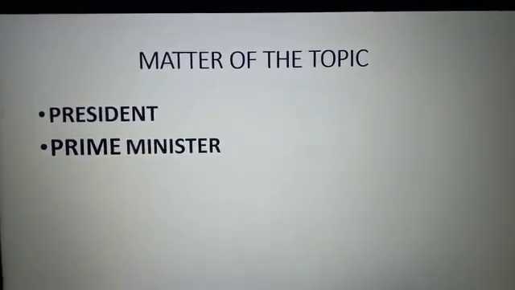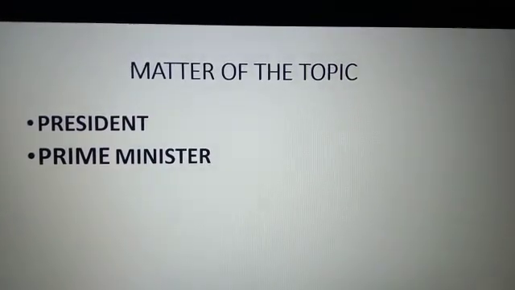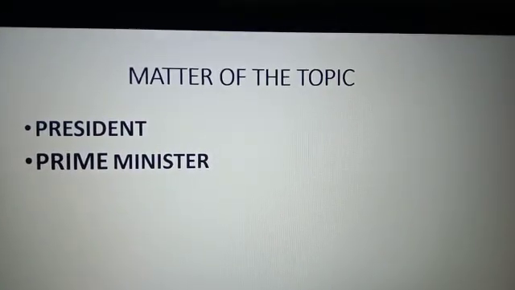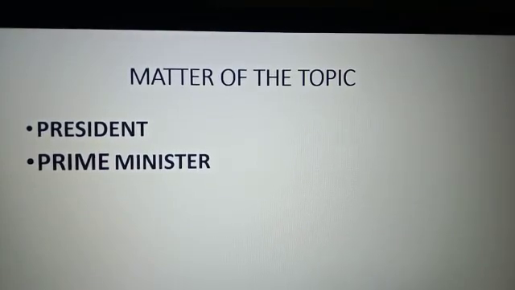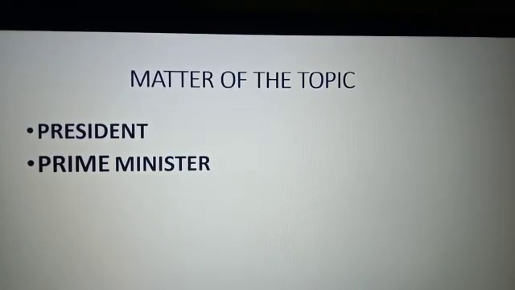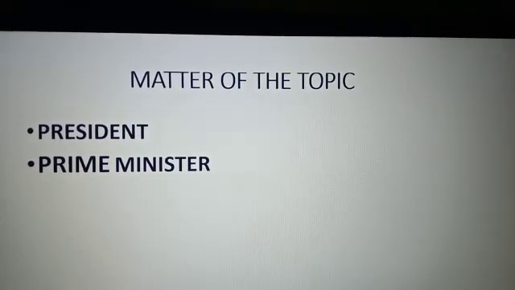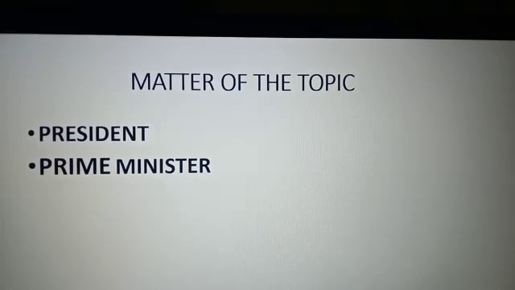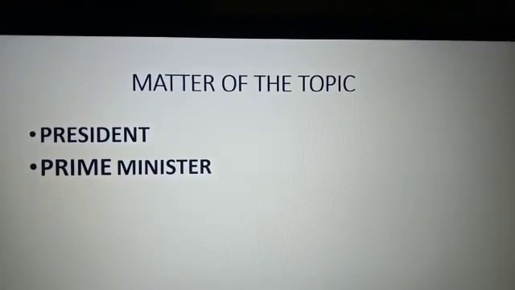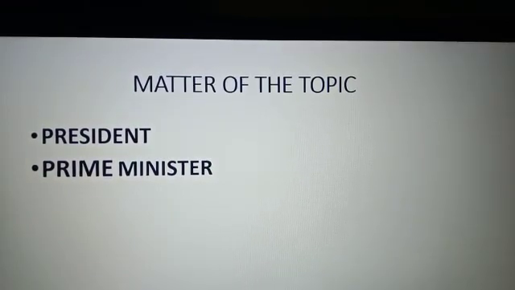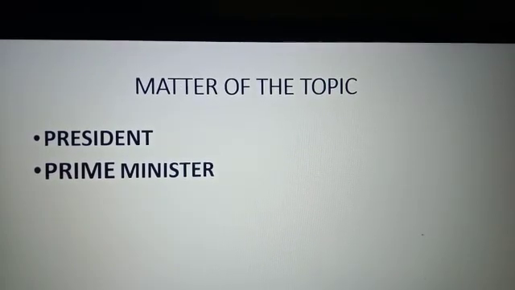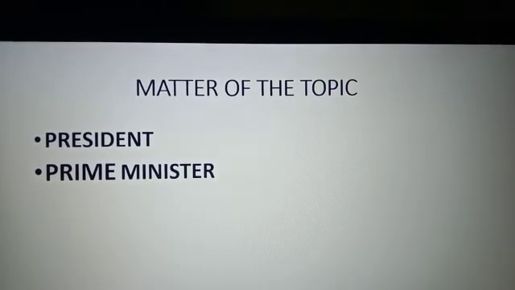Now, matter of the topic, what all things you have to cover in this project. The first and foremost, you will stick the picture of the present President of India, and write 2 lines about him. Second, the Prime Minister. Yes, he is very well known to everyone. So you will stick the picture of Mr. Narendra Modi there and you will write a few lines about him.